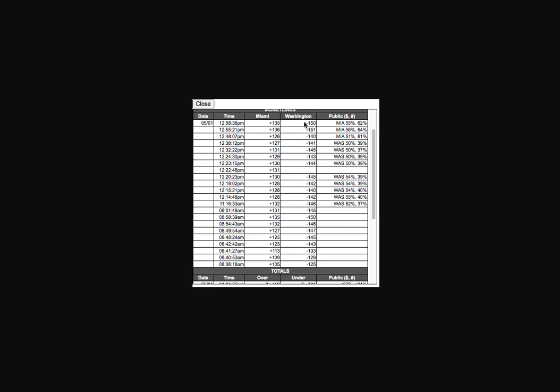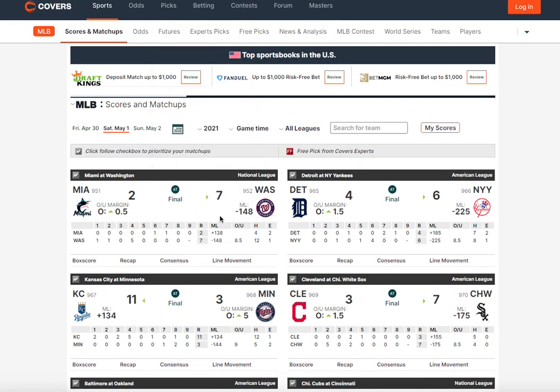So a clear indication that this line movement favored Washington here, and actually had a little bit of reverse line movement, meaning the majority of tickets were on Miami, but the line moves in favor of Washington. And if we look at this game here, Washington won that game 7-2. So what I mean is, if your model had Washington as the favorite, you had value off of that minus 148. Line movement confirmed that. Then, of course, that would have been a pretty good play.